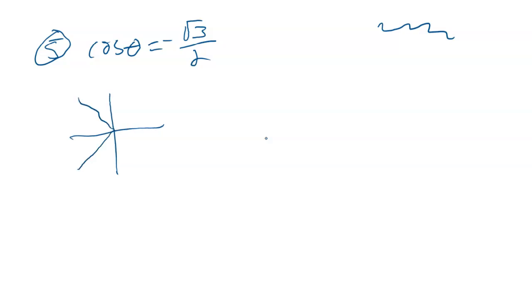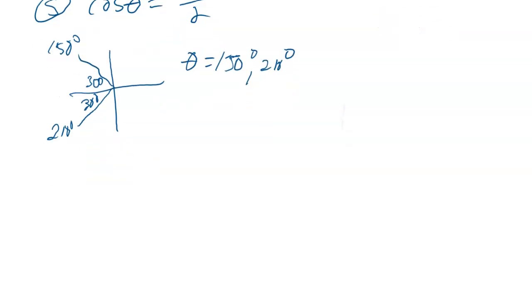5. Cosine theta is equal to negative radical 3 over 2. Well, it's already solved, so we're just figuring out what theta is. Again, on the unit circle, cosine is going to be negative in these two quadrants. The negative radical 3 over 2 is going to be at a 30-degree reference angle. So this would be 150 degrees, and this would be 210. So theta is equal to 150 degrees and 210 degrees. No big deal. On to the next problem.